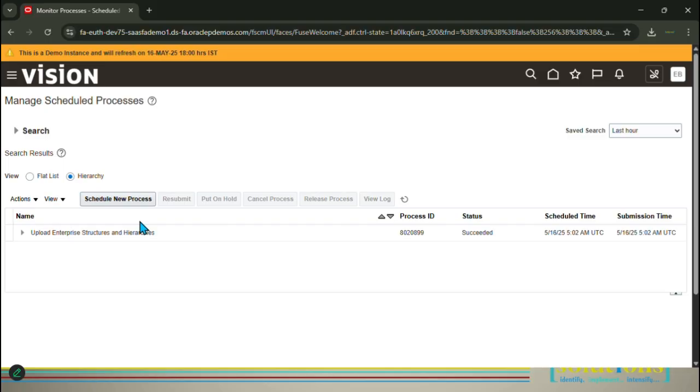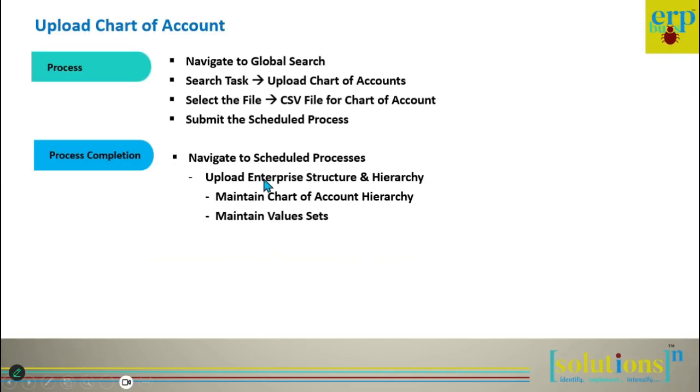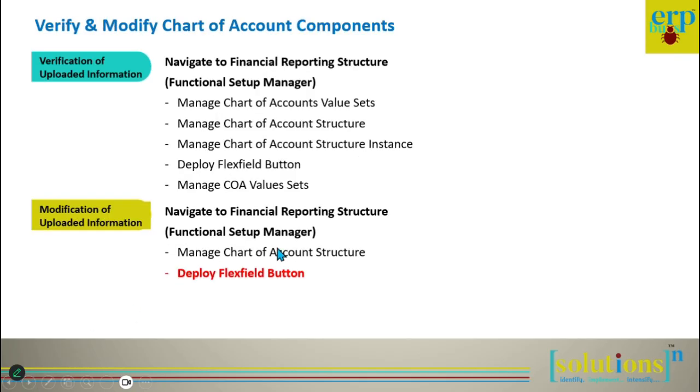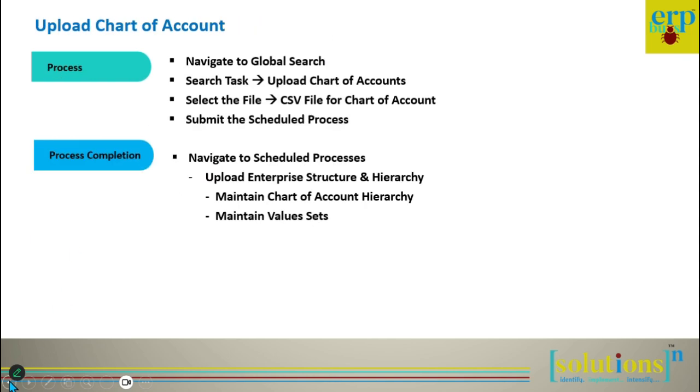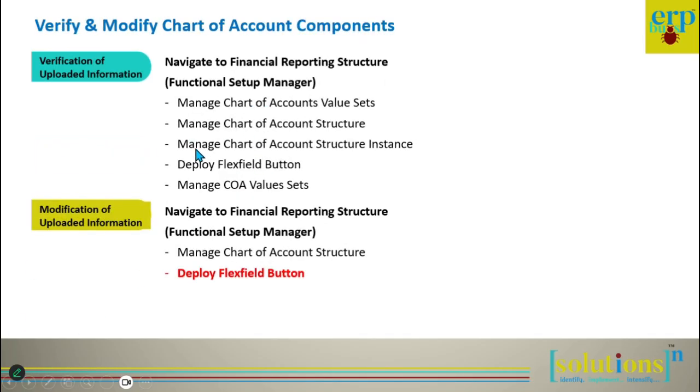Now we have loaded only the first file. With this first file, the information that will get inserted into our application is the chart of account value set, the chart of account structure, and the chart of account structure instance. Okay, so this is the information that will get loaded to the application. Let us verify whether the information that we have defined in the Excel template is now inside the application or not. So how do we navigate that?